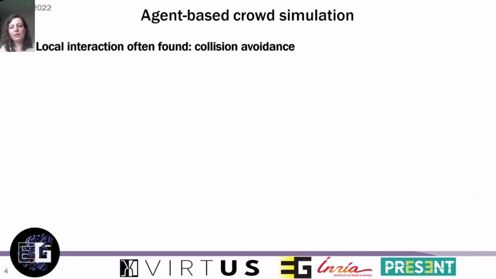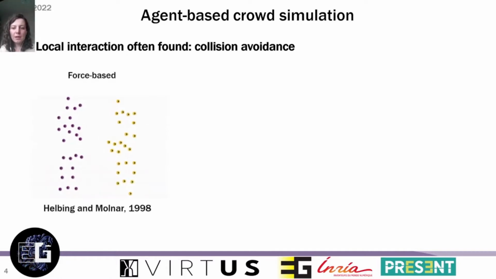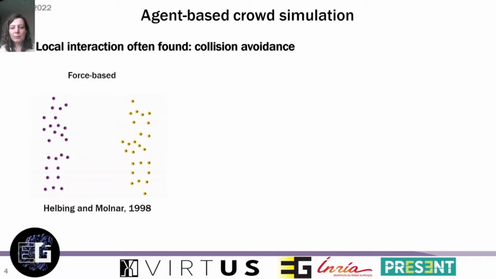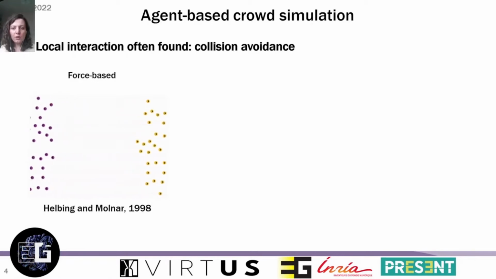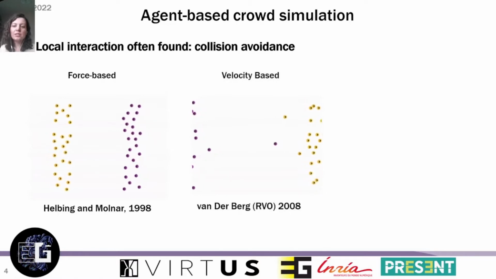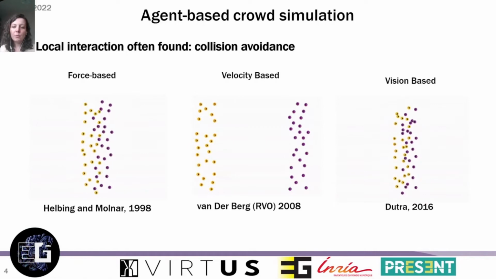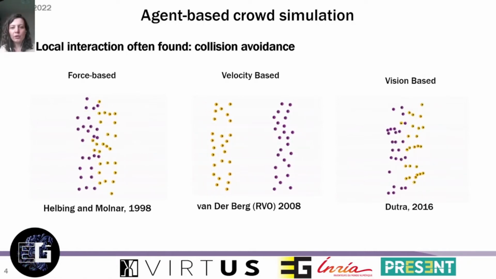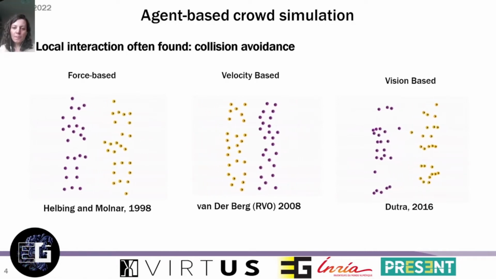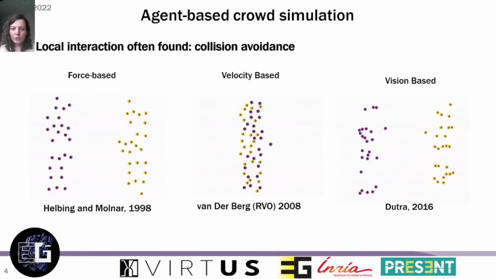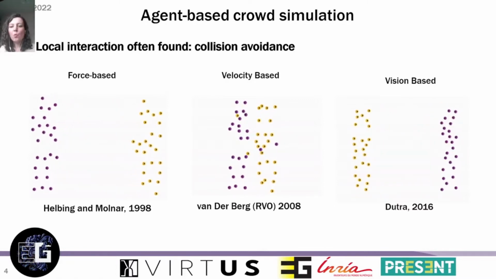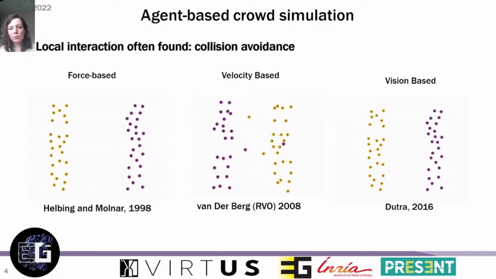When we talk about local interaction in crowd simulation, attention has been focused mainly on collision avoidance. We have plenty of solutions for that. For example, Helbing makes an analogy with magnetic repulsion forces, but also Van den Berg with RVO allowed anticipation in avoidance. Finally, Wouter exploited visual variables to better understand how vision can help avoid collisions. All those models handle collision avoidance, but it's only one local interaction among all the possible ones.